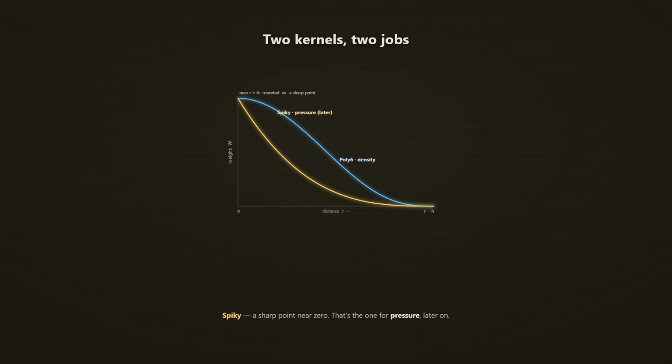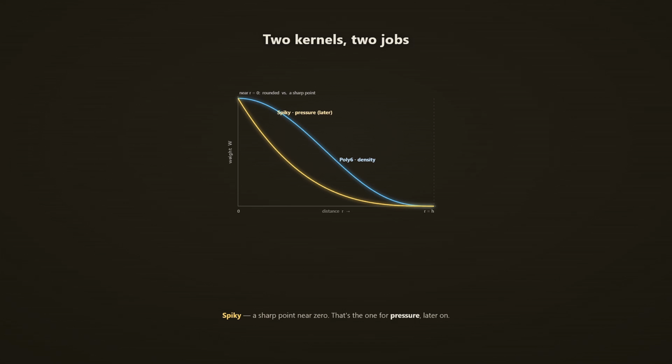At small distances, Poly 6, the one we are building today, is rounded there. It flattens out at the top, right? And Spiky comes to a sharp point at 0, which is where the name is coming from. Here's why that matters. And it also previews something we will do later.